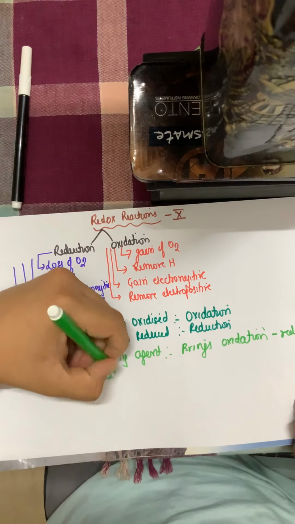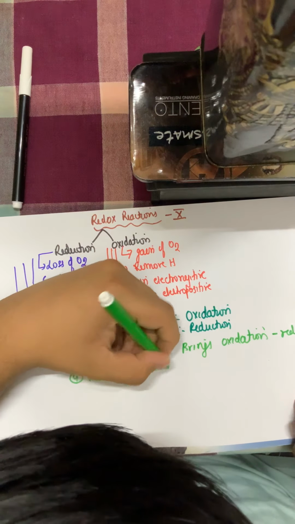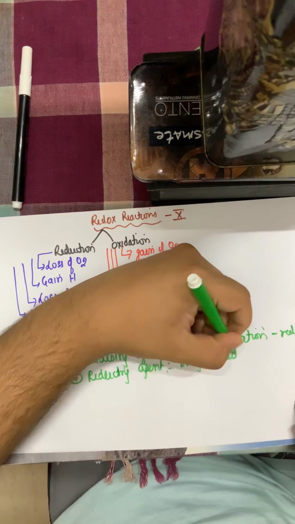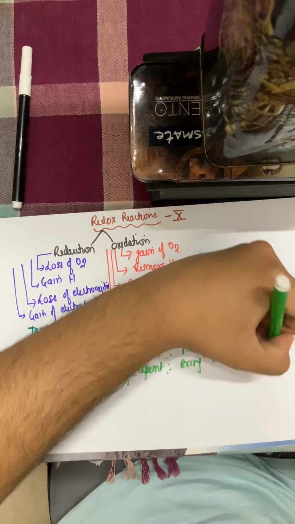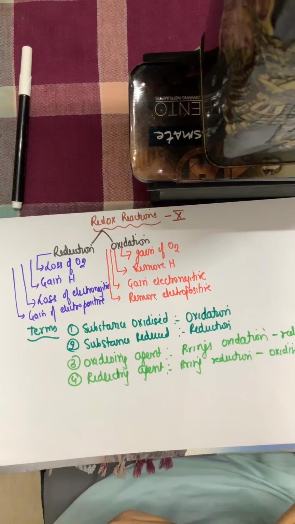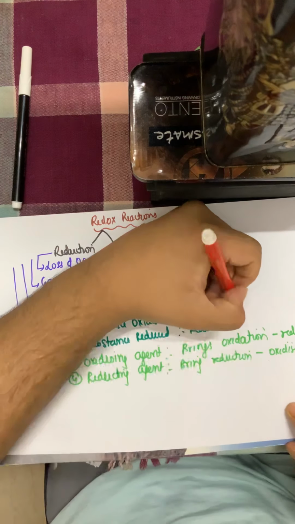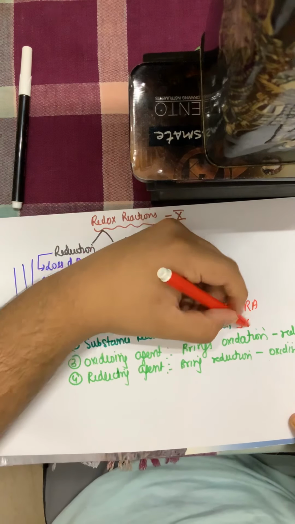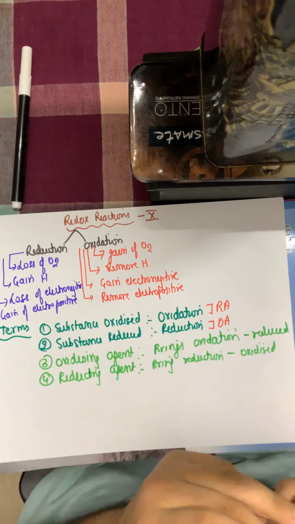Let me take up the last term first. Reducing agent or reductant. This will bring about reduction. And if it brings about reduction, what will happen to it itself? It is oxidized. So in simple terms, I can say the substance which is oxidized in a reaction is the reducing agent, and the substance which is reduced in a reaction is the oxidizing agent. This is the simpler way in which we can understand this.